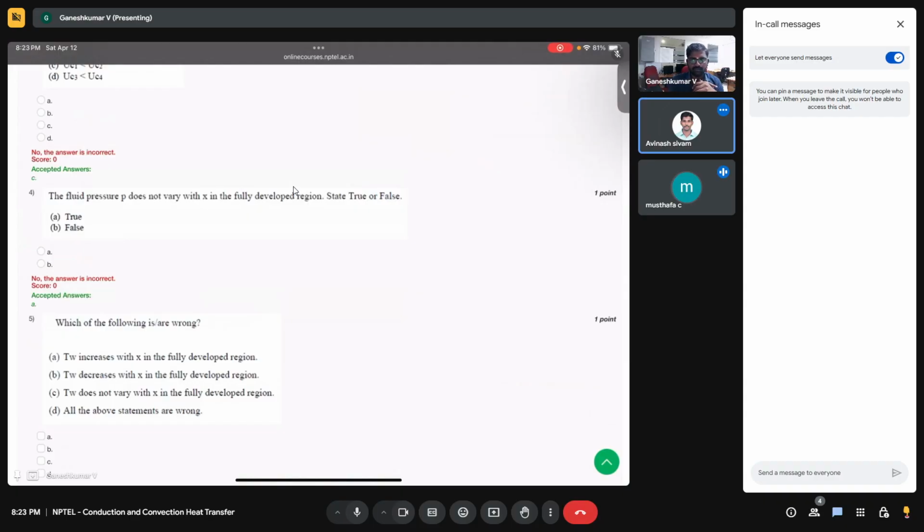So the professor told that X does vary with P, and P does vary with X. Actually, it will be updated soon, later, before the examination.